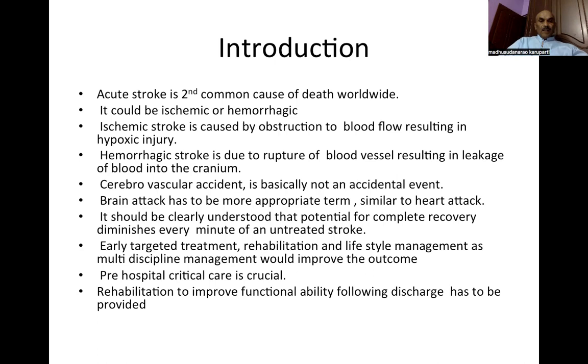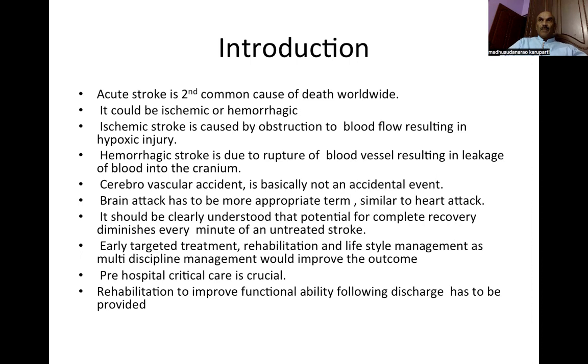Well, cerebrovascular accident is basically not an accidental event. Brain attack is the more appropriate term, similar to heart attack. It should be clearly understood by the students that the potential for complete recovery diminishes every minute of an untreated stroke. The time is very precious. The potential for complete recovery of the patient from the stroke drastically diminishes every minute with untreated stroke. And the outcome will be devastating when time is wasted before the start of the treatment.